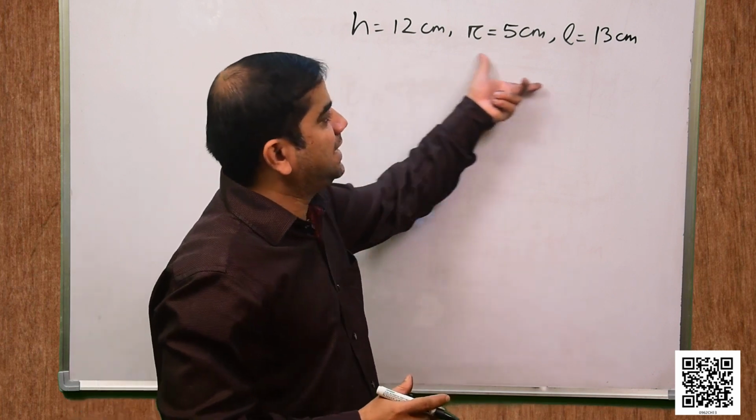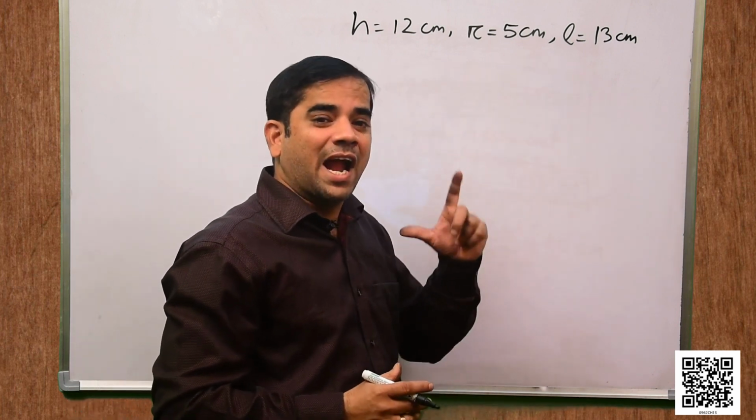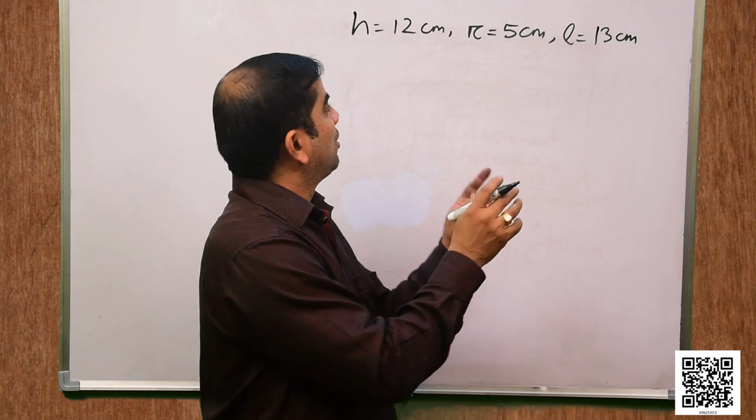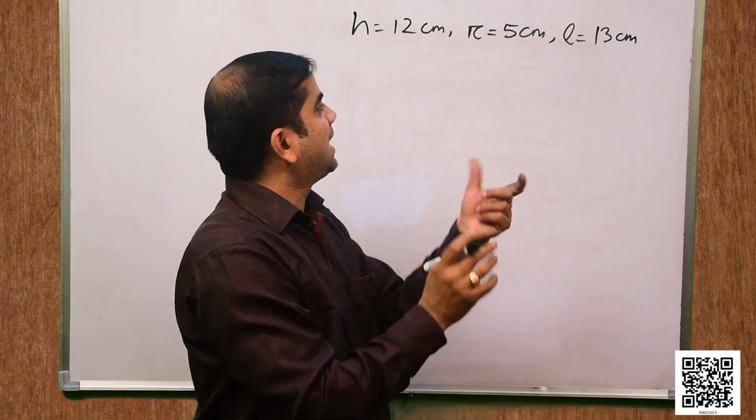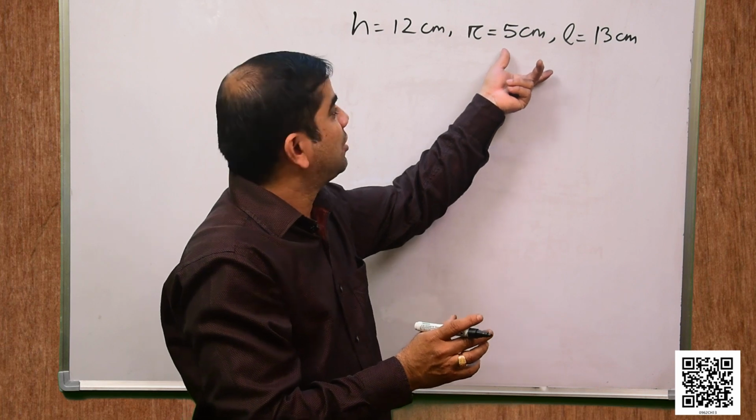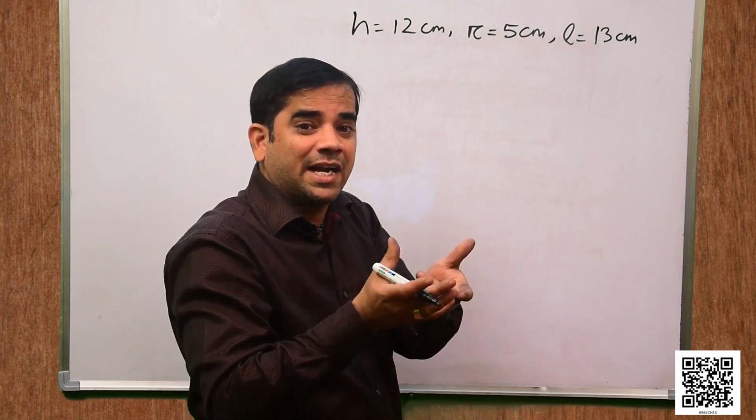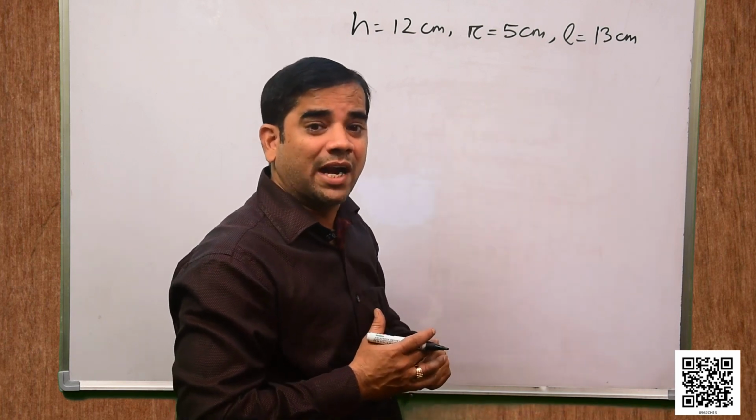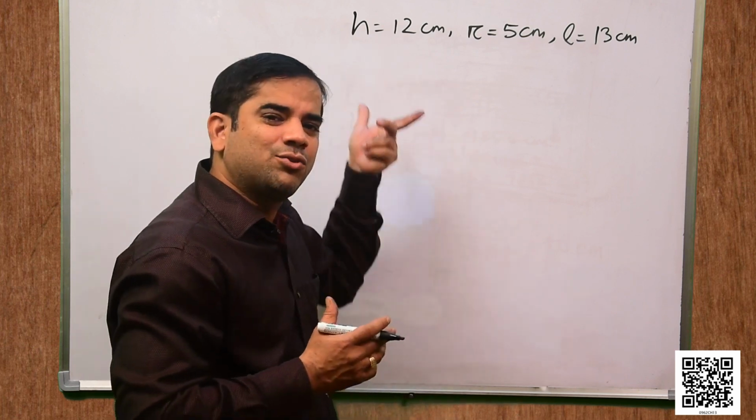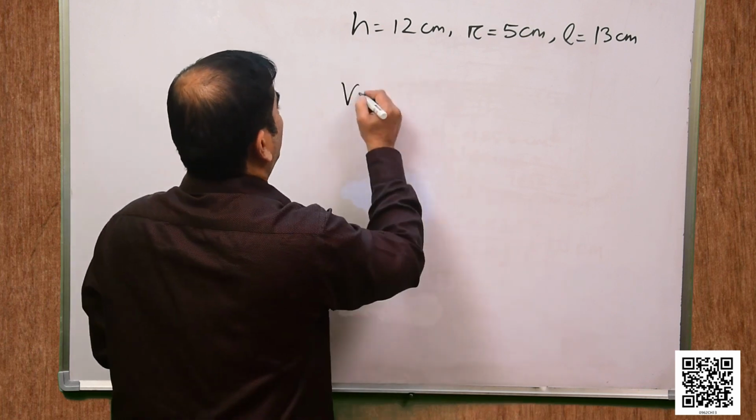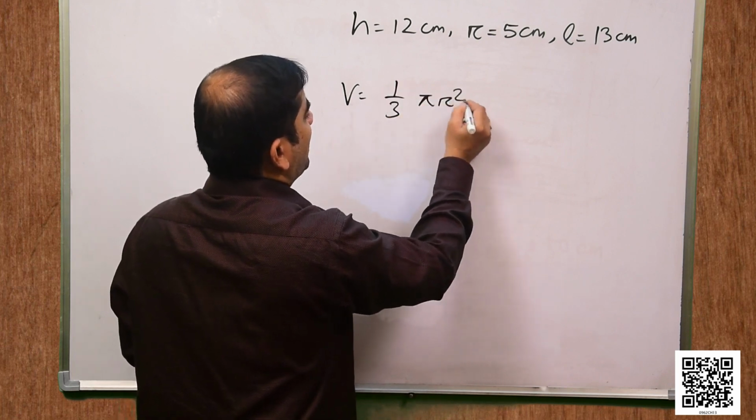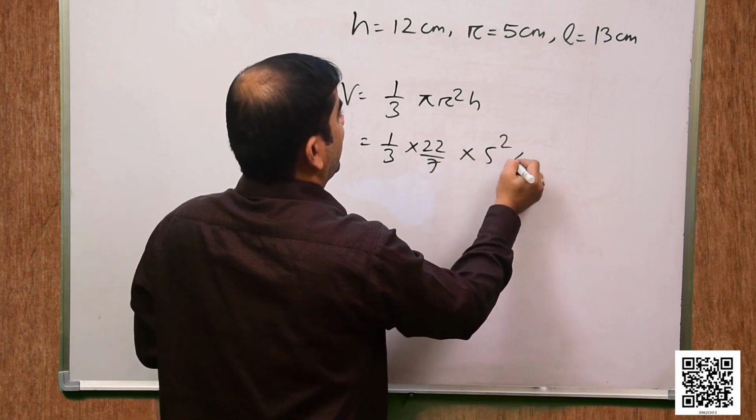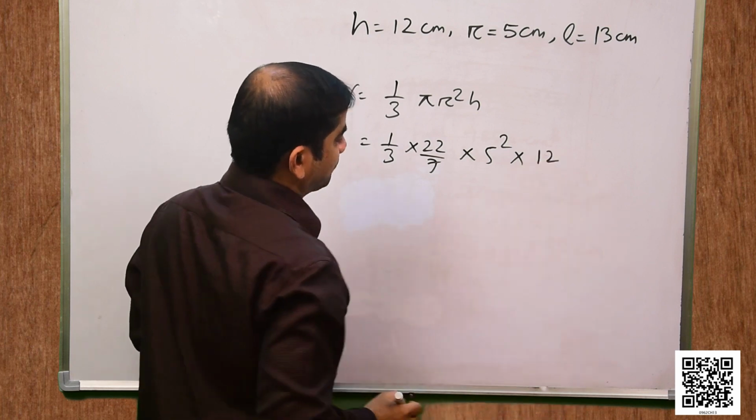So, we get these data from the right angle triangle, because the right angle triangle is revolved around the side 12, with a radius of the base of 5 centimeters. Now, the base becomes the radius of the base of the cone. The slant height is nothing but the hypotenuse of the right angle triangle, and height, that is 12 centimeter, is fixed. Now, volume is equal to 1 by 3 pi r square h, that is 1 by 3 into 22 by 7 into 5 square into 12.